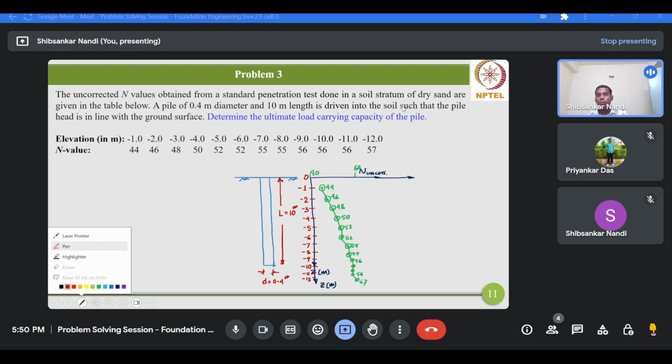A pile of 0.4 meter diameter and 10 meter length is driven into the soil such that the pile head is in line with the ground surface. Determine the ultimate load carrying capacity of the pile.